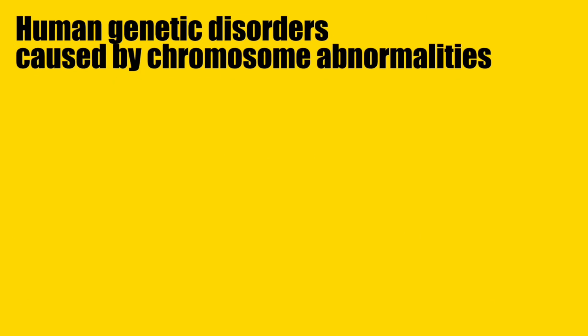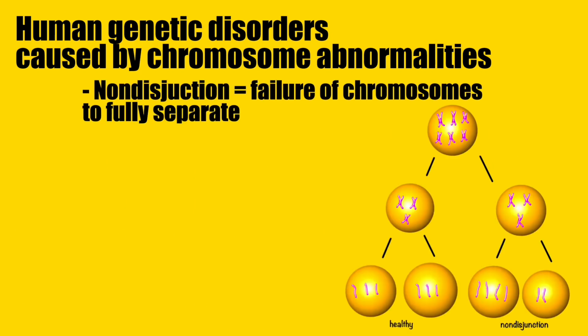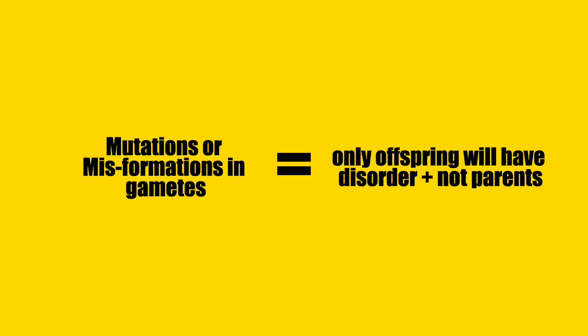Human genetic disorders caused by chromosome abnormalities. So the vocabulary word you should know for this is non-disjunction, which is the failure of chromosomes to fully separate during the formation of gametes, or the egg and the sperm, and it leads to too many or too few chromosomes in the sex cells. An example is XXX in females. Mutations or misformations in sex cells / gametes can result in disorders being present in the offspring that were not present in the parents.